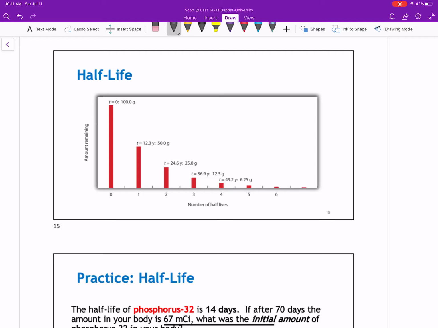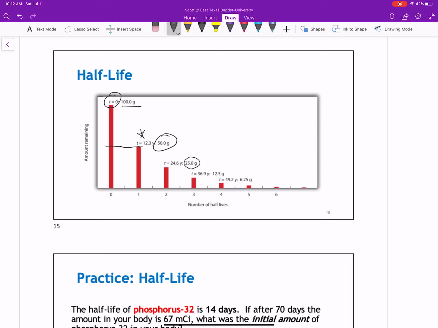So here's a graph showing you how half-life works. At t equals 0, so your initial time, you have 100 grams of substance. And then the time it takes to get to half of that amount, so you go from 100 down to 50 grams, it took 12.3 years. So 12.3 years is your half-life. Now, if you double that year amount and you get to 24.6 years, you just encountered another half-life.